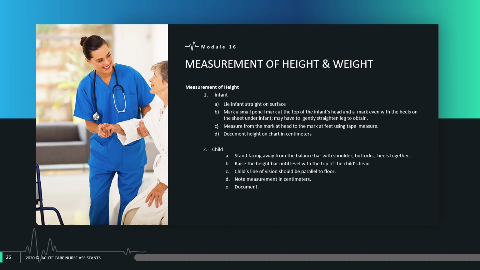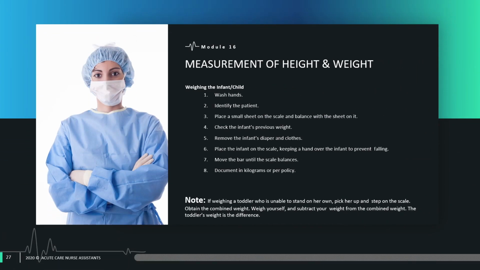Child. Stand facing away from the balance bar with shoulders, buttocks, and heels together. Raise the height bar until level with the top of the child's head. The child's line of vision should be parallel to the floor. Note the measurement in centimeters and document.